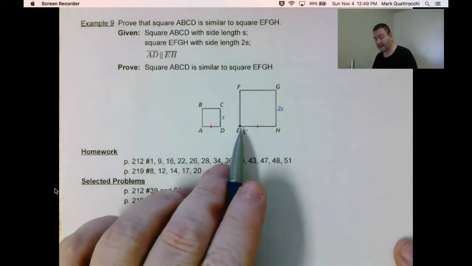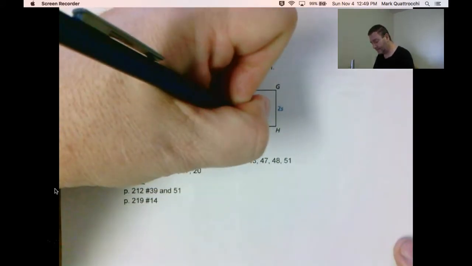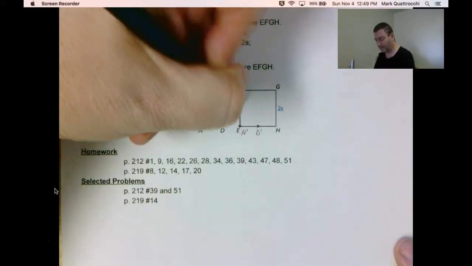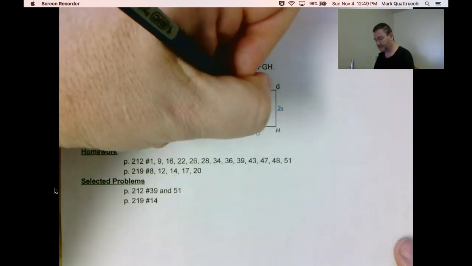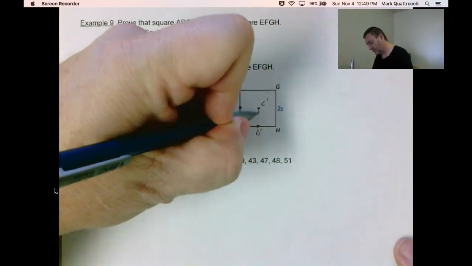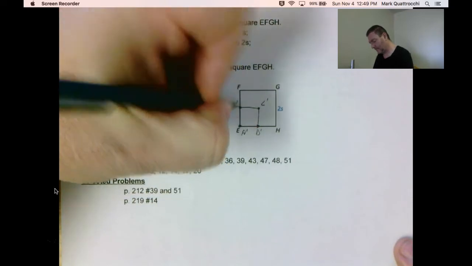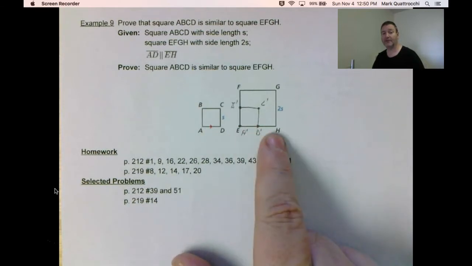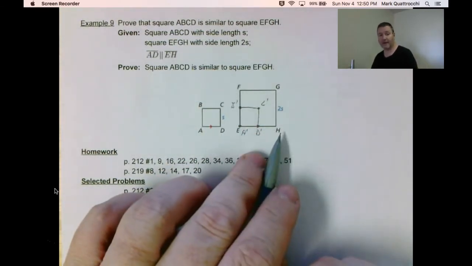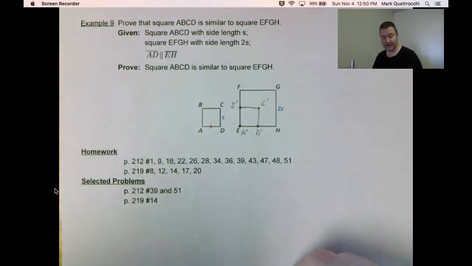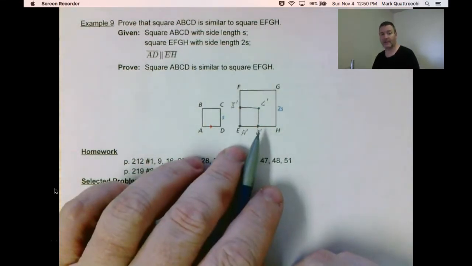But moving A to E would move D over here to D prime, would move B over here to B prime, and would move C over here to C prime. Now, what it says in the answer key is that D prime is going to have to be on line EH. Why? Well, AD and EH are parallel, and translation preserves length. It preserves angles. So the pre-image and the image are parallel.